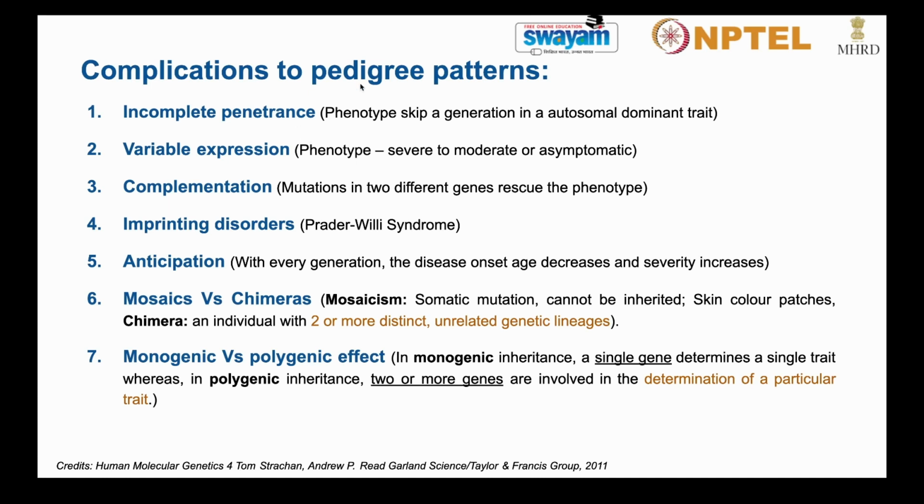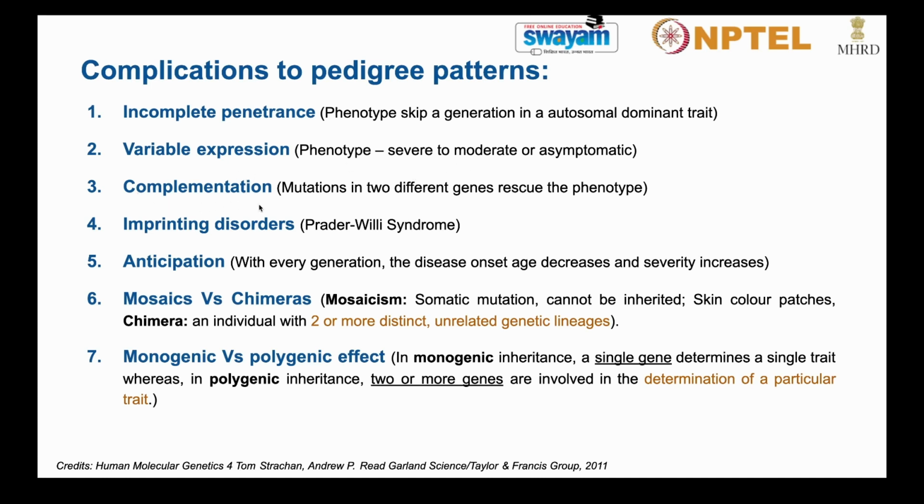So now let's see a few complications to the pedigree patterns. Other than mitochondrial inheritance, there are other complications which make things very complicated. One such complication is incomplete penetrance. It happens when you see that the phenotype skips a generation in an autosomal dominant trait. So the individual will carry the genotype, but will not show any phenotype. In that way, it becomes difficult to trace. Then the next complication is the variable expression, which means that the phenotype can vary from severe to moderate to asymptomatic.